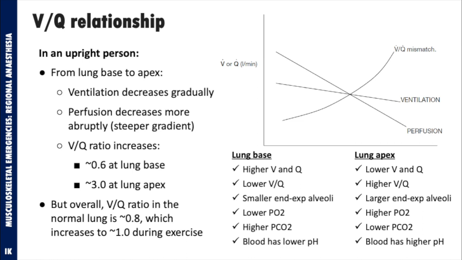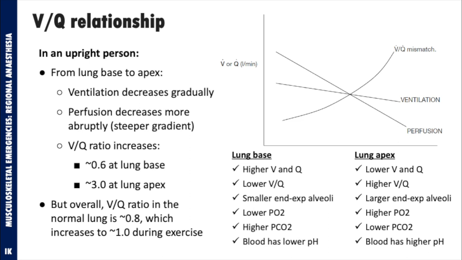Any question? So in a standing patient, let's focus on this side first. From the lung base to the apex, ventilation drops slowly. If you look at the graph, this side is the base, this side is the apex, you can see ventilation gradually drops. But perfusion drops steeply from the base to the apex. We already established ventilation drops because of the compliance difference, and perfusion drops because of hydrostatic pressure. But the rate that they drop is different. Ventilation drops slowly. Perfusion drops abruptly, more steeply.